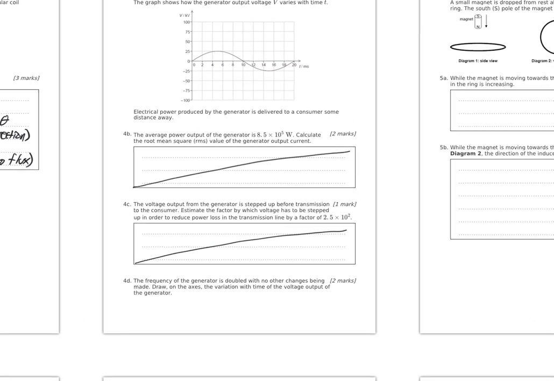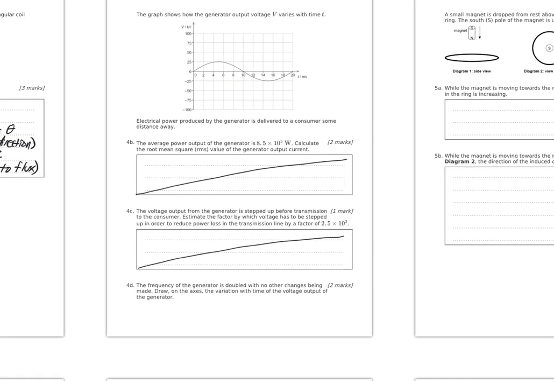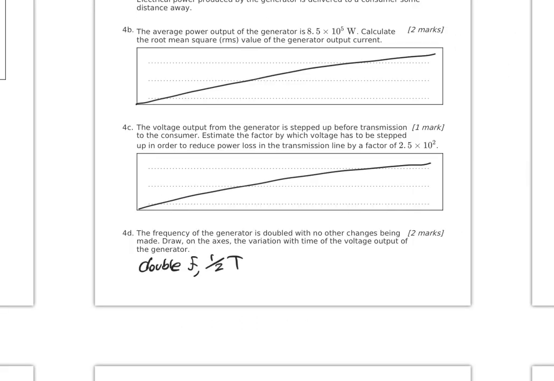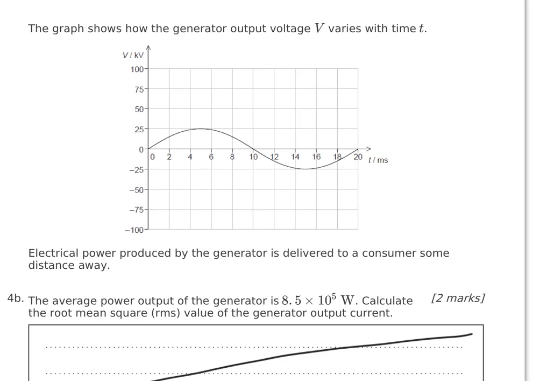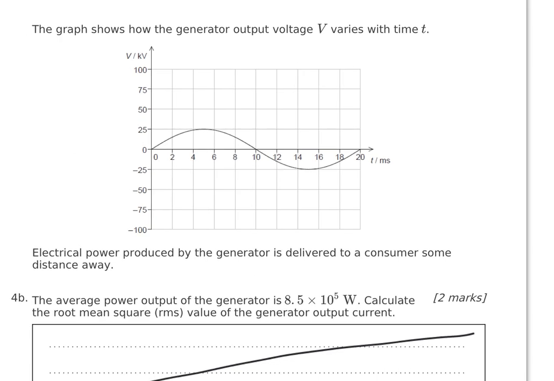Then 4D says you double the frequency with no other changes being made. Draw on the axes the variation with time of the voltage output of the generator. Well, if you double the frequency, then you will halve the period. So the time for one cycle will be halved. So going up to this graph, the cycle here completes in 20 milliseconds. It will now complete in 10 milliseconds.